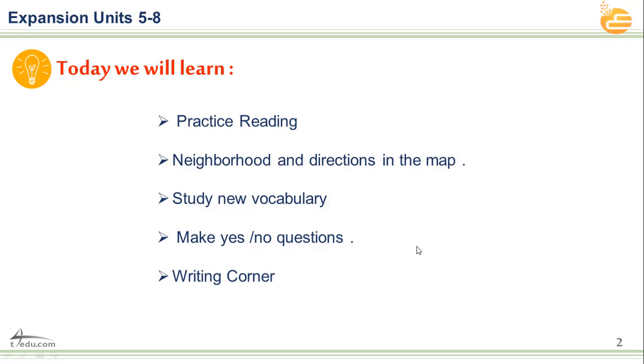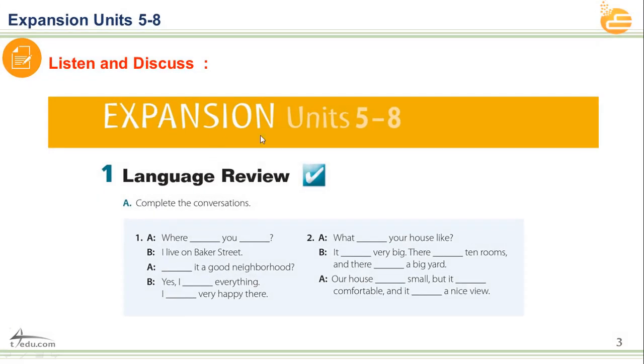Here we have, gentlemen, the expansion units 5 to 8. Number 1, language review. Here we have A, complete the conversation. Here we have a conversation between A and B. We want to complete this conversation by putting suitable words in the blank. The first one, we have the question: where blah blah blah you blah blah blah. Complete this. And the answer here is, I live on Baker Street.